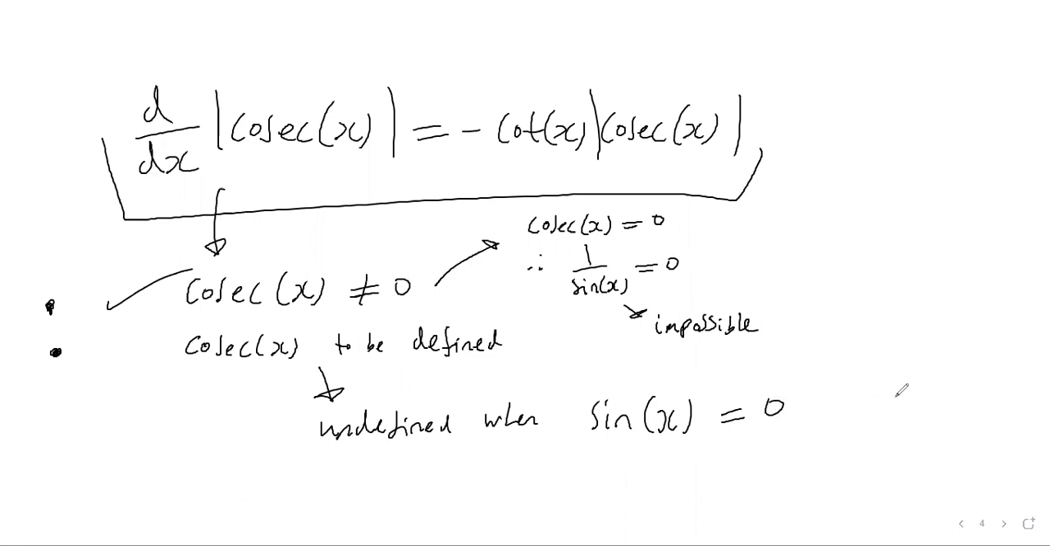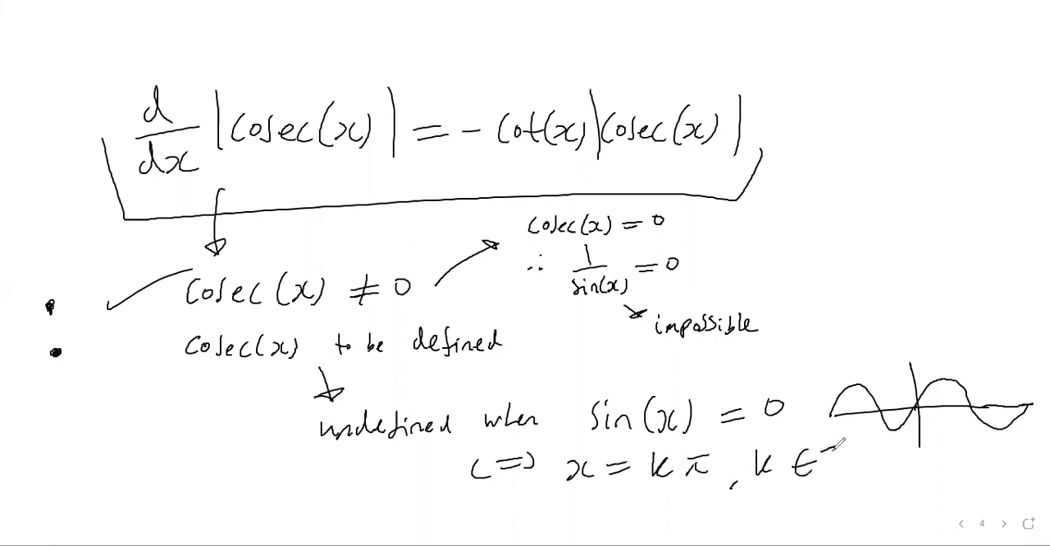When does sine x equal 0? Well, just by looking at a sine graph, we know that the sine graph has a value of 0 at these multiples of pi. So this is just the same as saying that x equals k pi, where k is an integer. So therefore, what this means is that this derivative must hold true for all real values of x, apart from these multiples of pi, because sine x equals 0 when x is these multiples of pi.